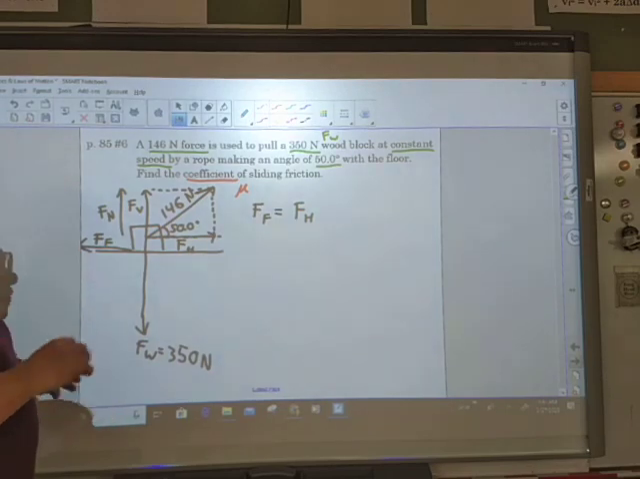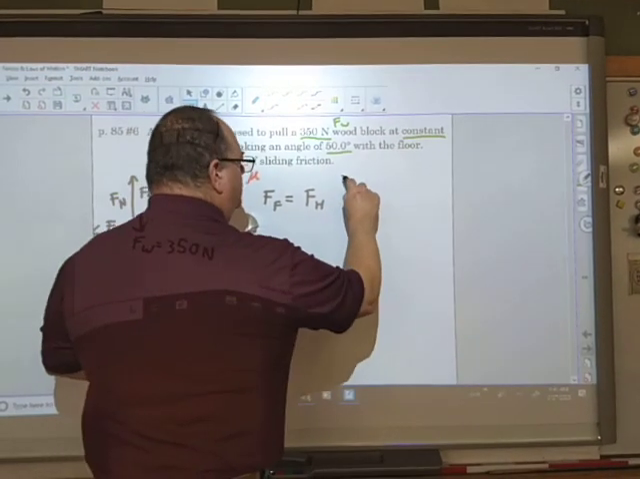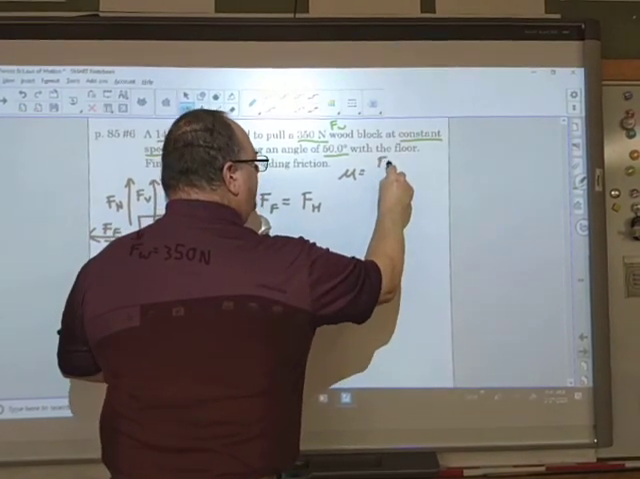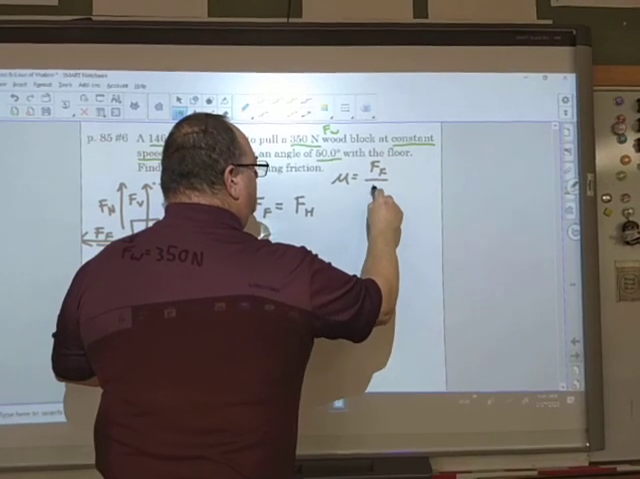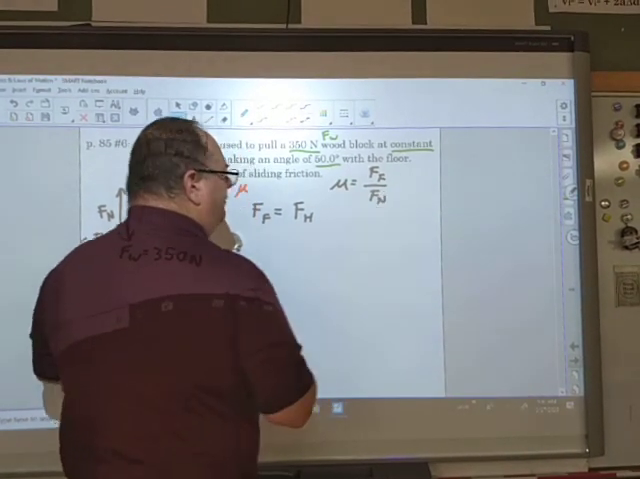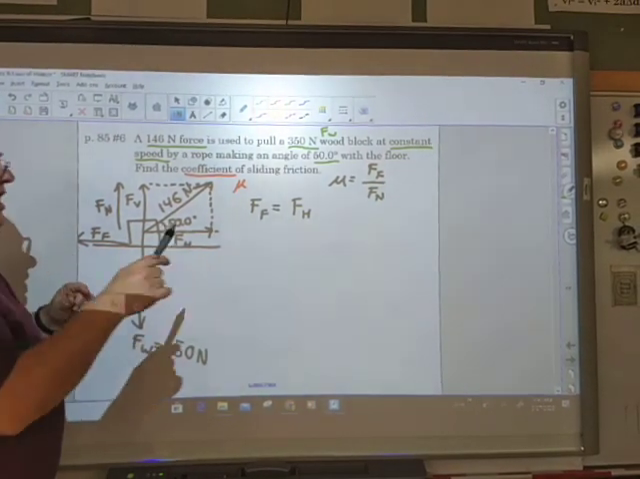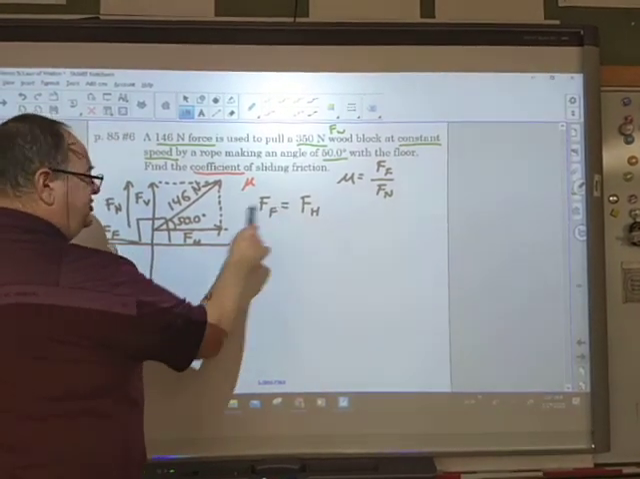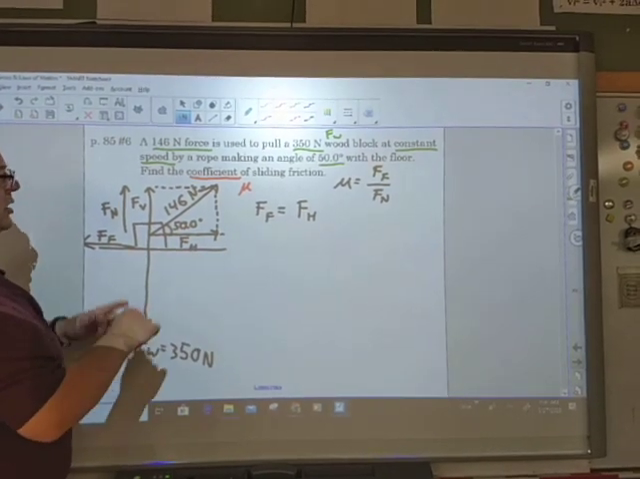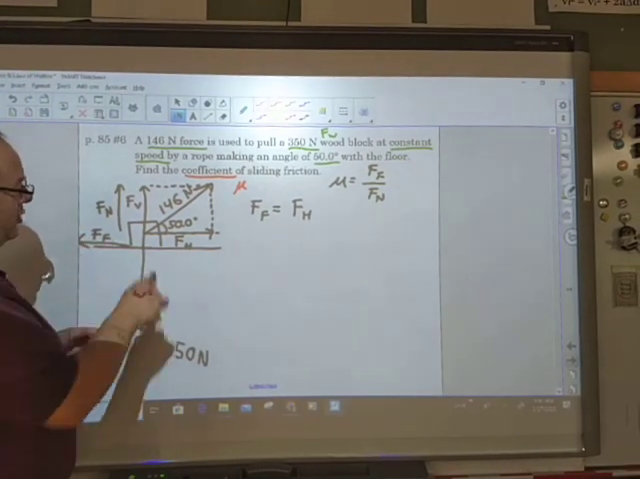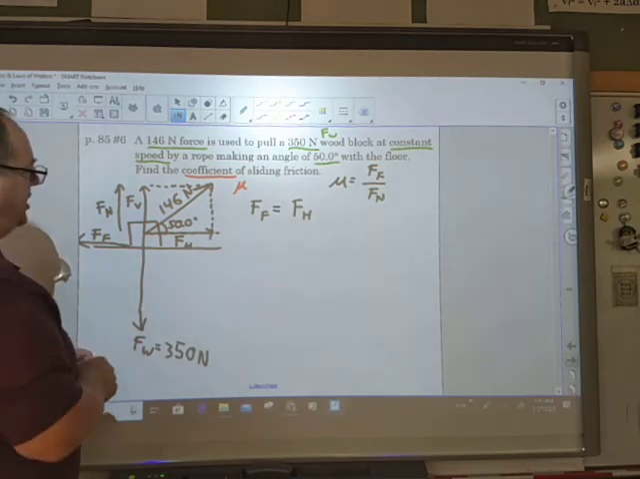Now that's important, because I know that mu is going to be calculated by my frictional force over my normal force. So I have to find my frictional force, and I have to find my normal force. The frictional force is equal to the horizontal component. Oh, I can find the horizontal component. That's just doing a little trigonometry.